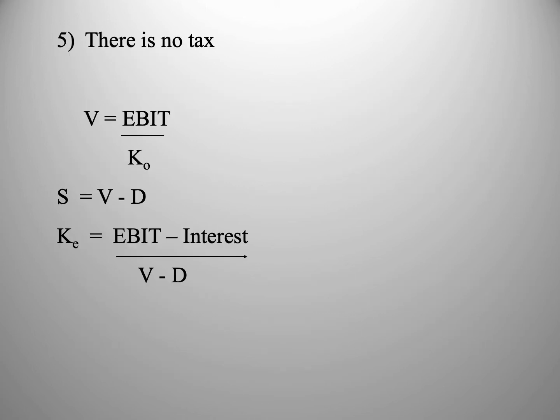One more assumption is that there is no tax, whether corporate or personal. So here the formula to calculate the value of the firm is V is equal to EBIT upon KO. This is the same as in the net income approach. S will be equal to V minus D. There we did V is equal to S plus D, and using the same formula we have formulated that S, the market value of equity shares, is equal to the market value of the firm minus the market value of the debt.